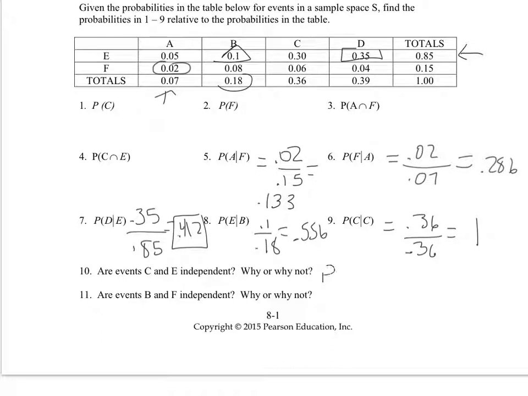So let's compare. The probability of C intersected with E, if I look in my table, is 0.30. If I were to compare that with the probability of C times the probability of E, well, the probability of C is 0.36, and the probability of E is 0.85. So if I were to multiply 0.36 times 0.85, let me do that real quickly.